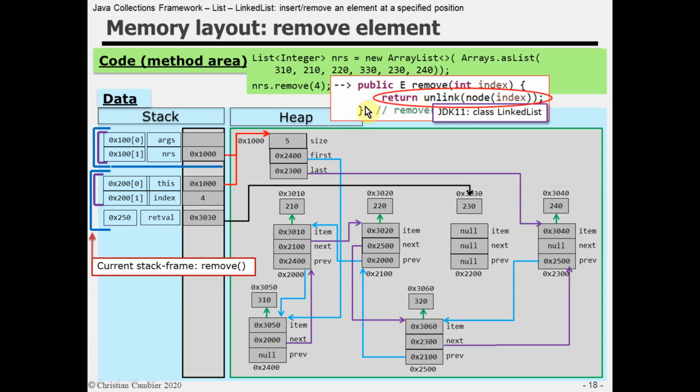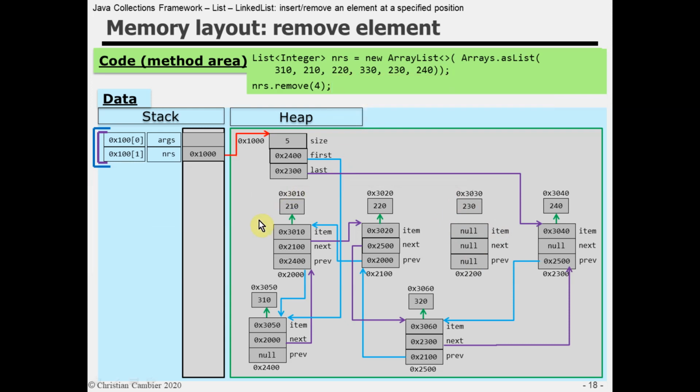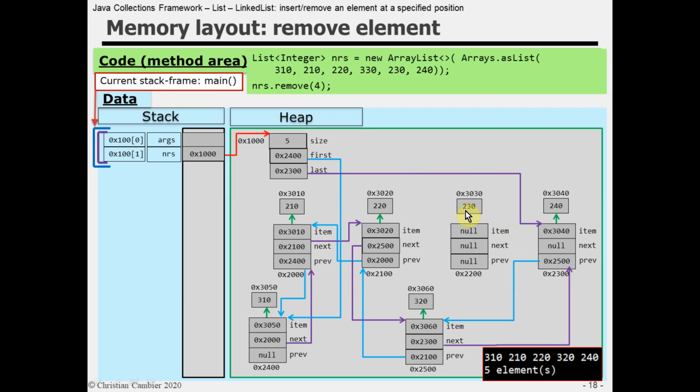Now I'm not going to do anything in the invoker, in the main method, but know that the return value of the remove method is actually a reference to the integer wrapper object to which the deleted node was referring. So just returning, clearing up the stack frame, and we're back at the main method. And we see now the deleted node, no references to it, nor any references leaving from it. So the garbage collector will eventually remove this. And if we print out the 5 elements, we see that this node with 230 has been removed.